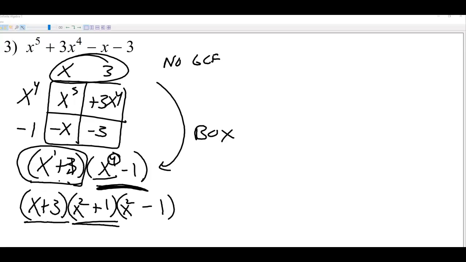Look at your primes. It's one of those. Which one is it? It's a sum of squares. Sums of squares cannot be factored, so that one's done. How about this guy? Is that a difference of squares? We can factor it again. But I promise that's the last time.